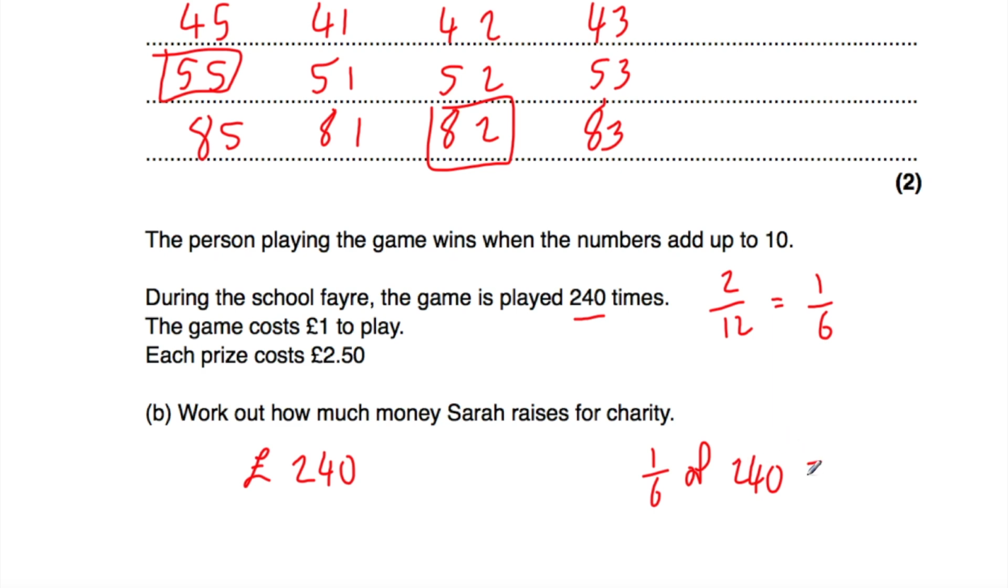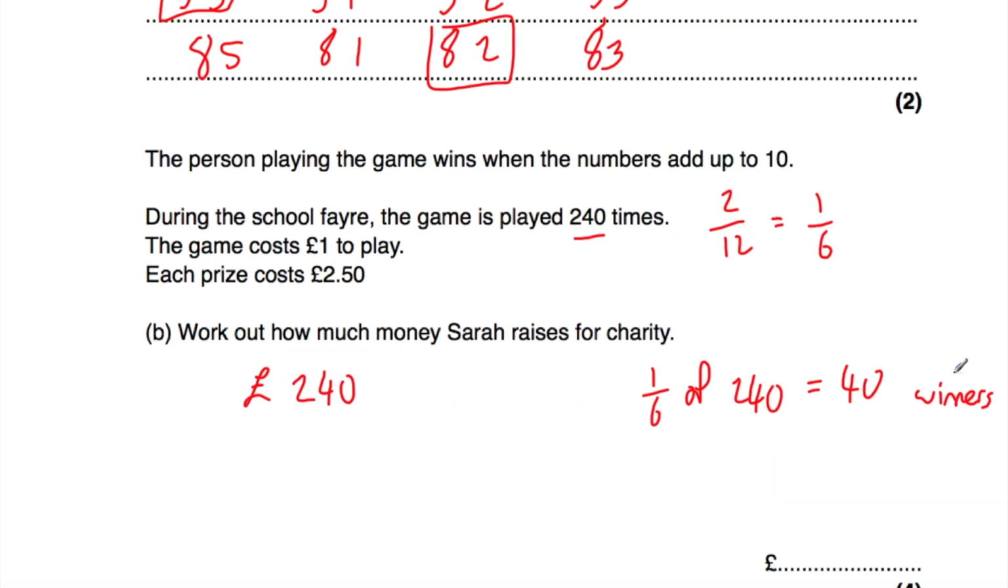So a sixth of 240. To find a sixth of a number, you just divide it by 6. So 24 divided by 6 is 4, so 240 divided by 6 would be 40. So there should be 40 winners. Now each prize costs £2.50. So if on our calculator we do 40 multiplied by £2.50, that's equal to £100. So that means the prizes should cost £100.